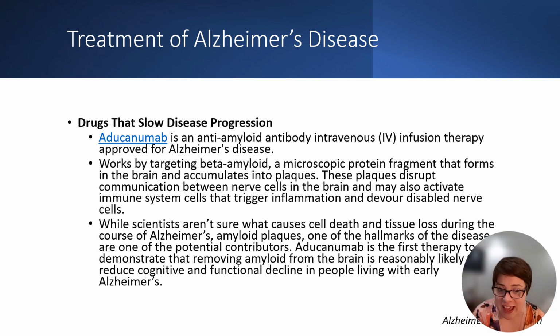While scientists actually aren't sure what causes cell death and tissue loss during the course of Alzheimer's disease, amyloid plaques are one of the hallmarks of the disease and are one of its potential contributors. Aducanumab is the first therapy to demonstrate that removing amyloid proteins from the brain is reasonably likely to reduce the cognitive and functional declines that are associated with the early stages of the disease.